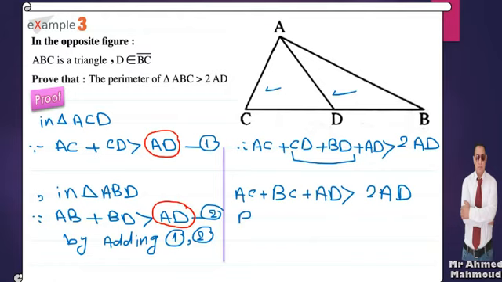It will be the perimeter of triangle ABC, which is greater than 2 times AD, and this is the question 3.